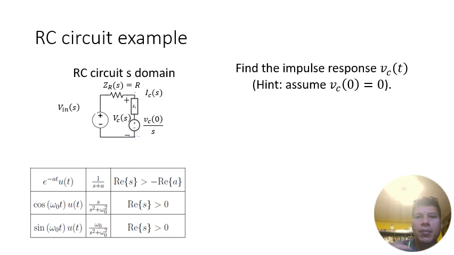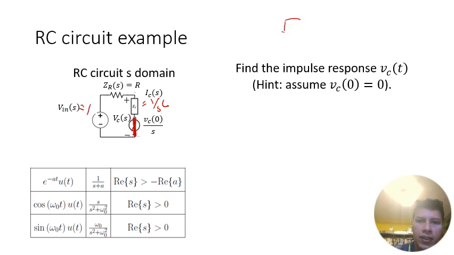Okay, let's look at an example. So here it's asking us to find the impulse response, but what we're going to do is first find the transfer function and then inverse Laplace it. In particular, to find the transfer function, we're always going to assume 0 initial conditions. This capacitor gets replaced with an impedance of 1 over SC. And then we have 0 initial conditions, and then we replace Vn with a 1.